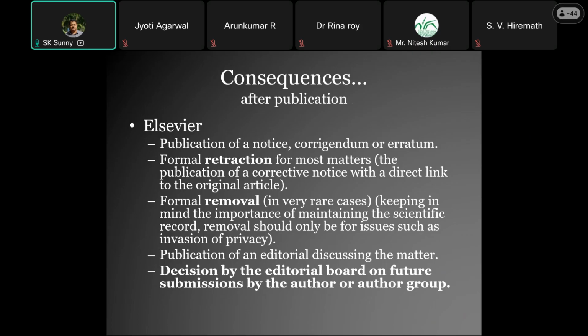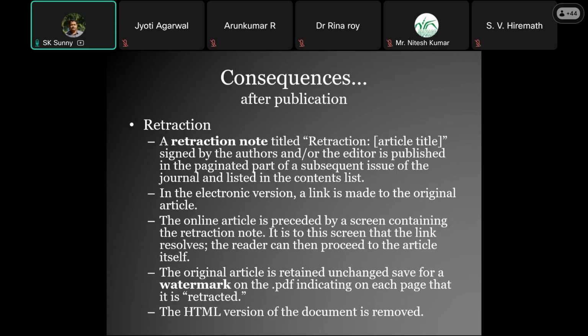And the editorial board will take further decision on the author's chances, or group of authors, whether they can submit manuscripts to their journal or not later on, that they will decide. Retraction means a retraction note is put on the paper. The paper remains on the publisher website as it is forever. And a large watermark, "retracted," is printed on every page. And then a retraction note will be there, explaining why the paper was retracted. So it remains like that, and it's a defame kind of thing.